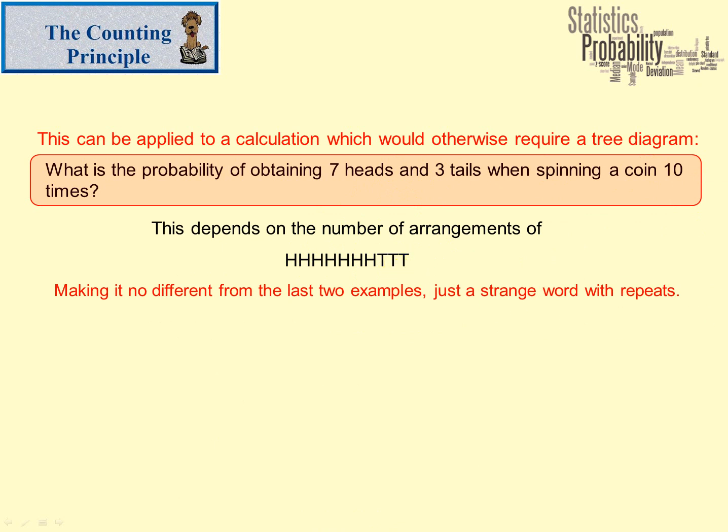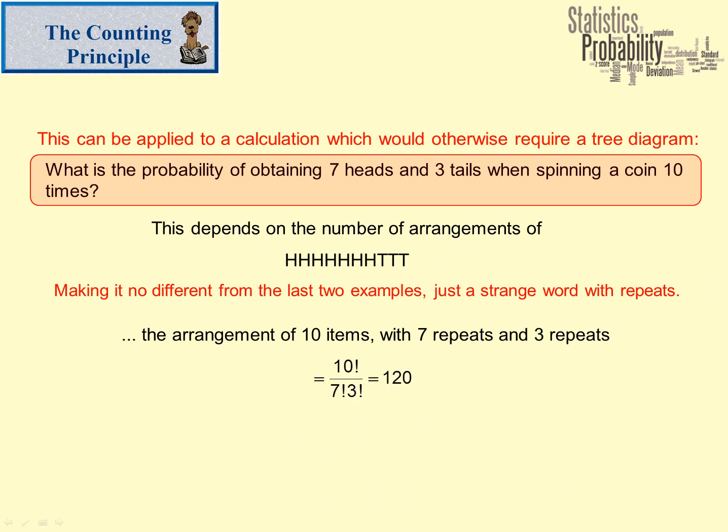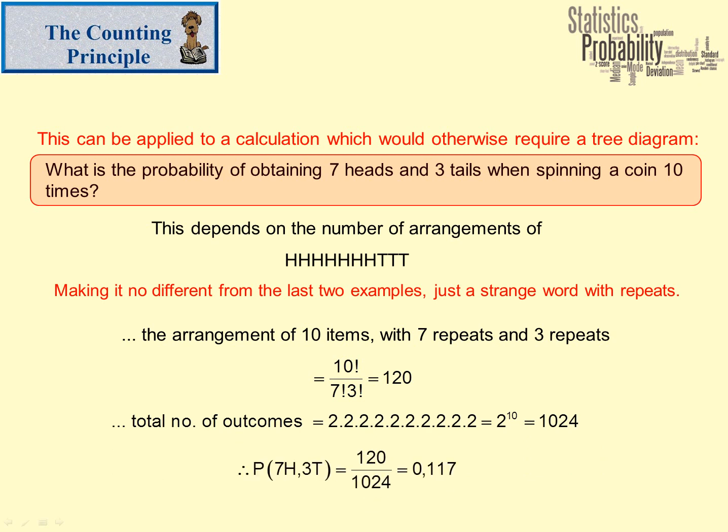It's no different from the last 2 examples. It's just a strange word with repeats. It's a word with 10 letters, but the H's repeat 7 times and the T's repeat 3 times. So in fact, we're going to work by the same thing. Arrangements of 10 items with 7 repeats and 3 repeats. There we are. 120. And there's our answer.